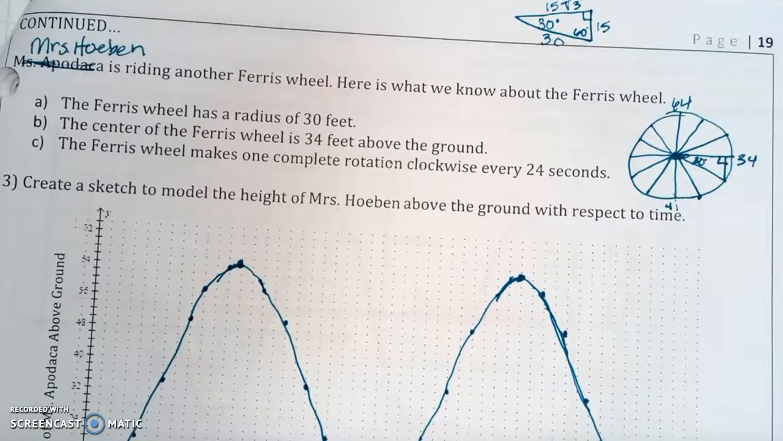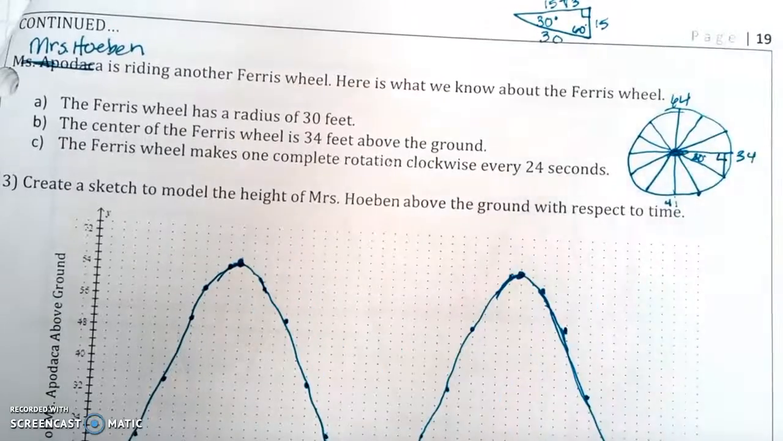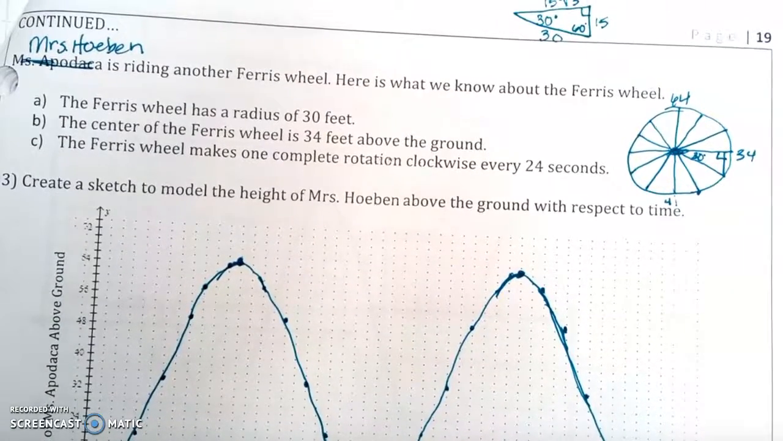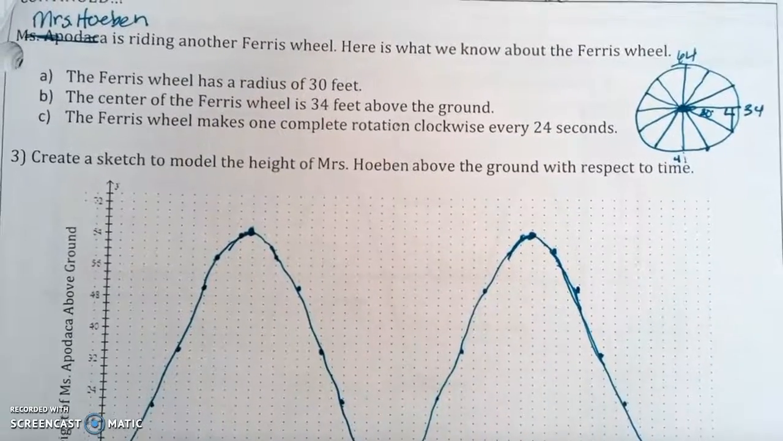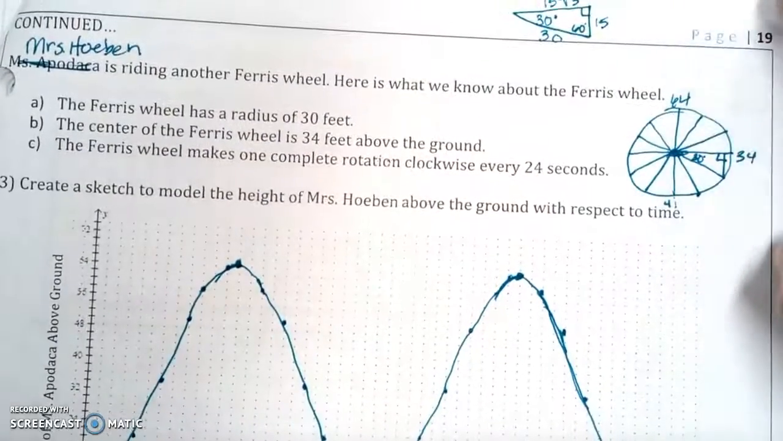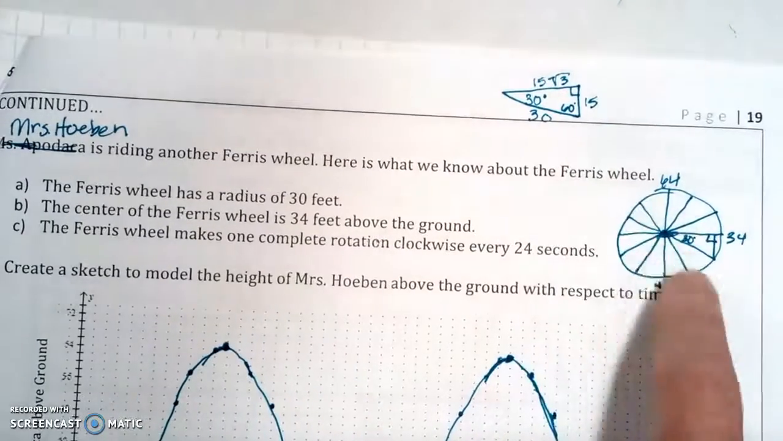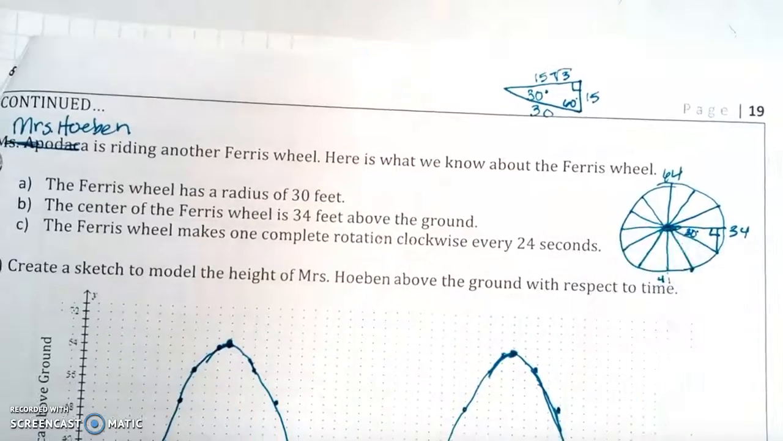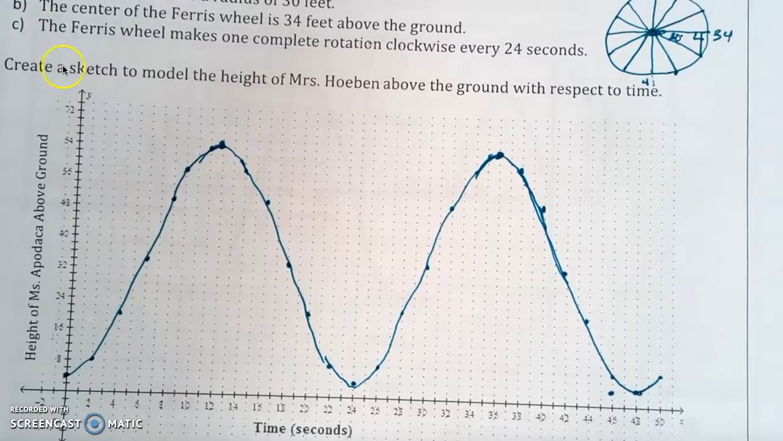All right. They want us to create a sketch to model the height of Mrs. Hoban above the ground with respect to time. Okay. So this one had 12 buckets or pods, whatever you want to call them. If you take 360 and divide it by 12, you're going to get 30 degrees. So that creates your 30, 60, 90 triangle. We'll deal with that in a second. First, I'll let you guys draw in the model.